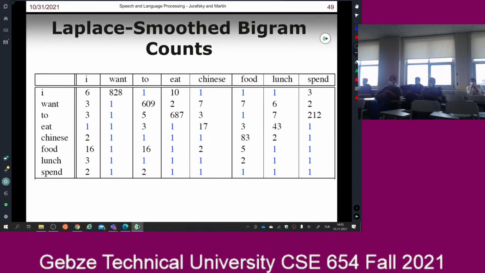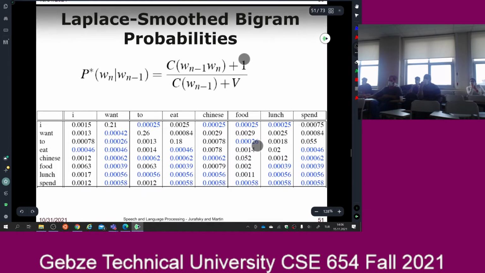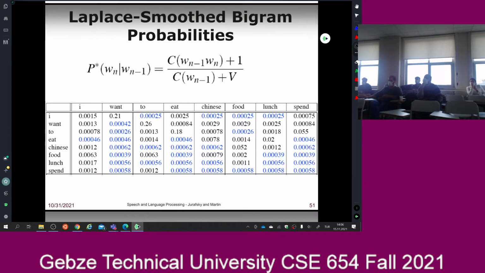Again, let's go to our restaurant data set. Remember, I had occurred 827 times. Now I increment it by 1, so it is 828 times. All the zeros became 1 now. All the bigrams that used to be 0 are now 1. So if I need to calculate something, I can do that. These are the probabilities.